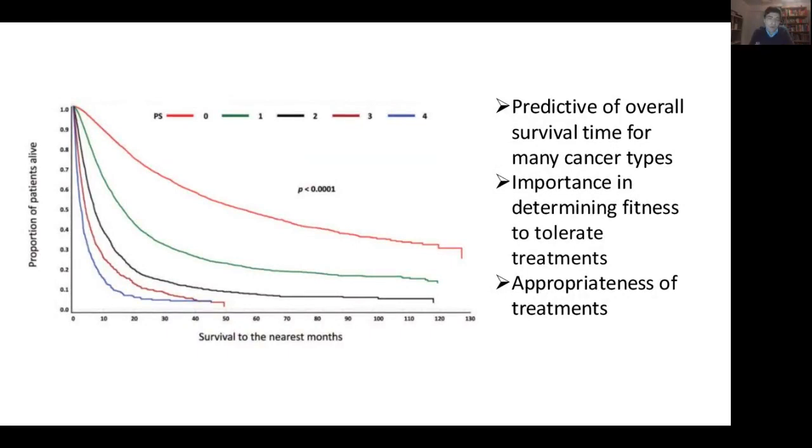As well as being useful for guiding us in treatment decisions, performance status also correlates pretty neatly with overall survival for many, if not all or most cancer types. This is a Kaplan-Meier plot showing the proportion of patients alive for performance status 0 to 4. And as you can see, performance status 4 in blue, perhaps 50% of patients there at 0.5 are dead by 4 or 5 months, which off the top of my head feels quite generous. Maybe it's 3 months, but it's bleak, certainly.